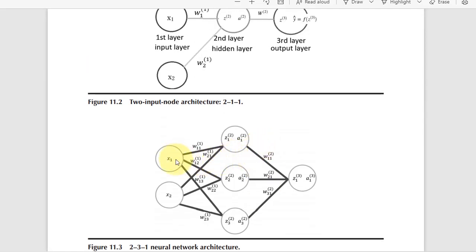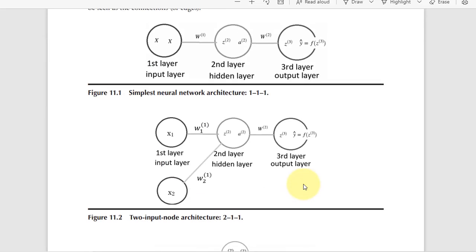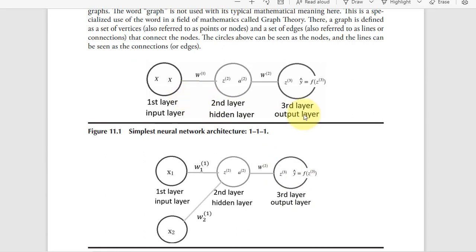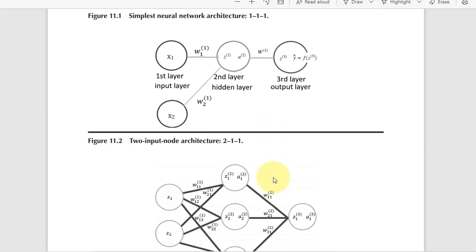So the first layer has 2 nodes, the second layer has 3 nodes, and then the last layer just has 1 node. So we're going to consider each of these in turn, and we're going to start with this one and see what we mean, and then we can generalize it a little bit more and do this, and then we'll generalize it a little bit more and do this.